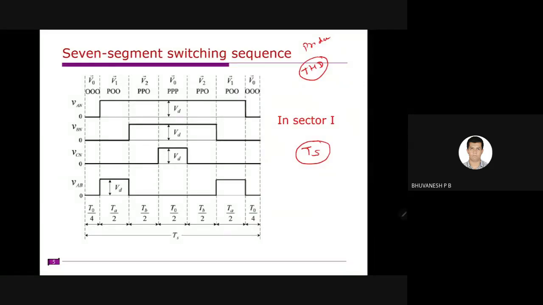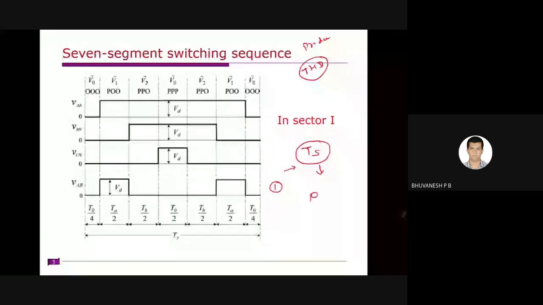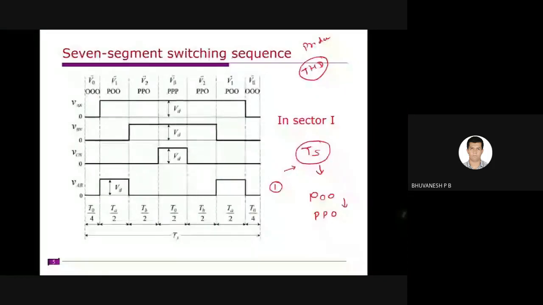So during this TS period, we need to obtain all the pole voltages or load phase voltages. Moreover, the switching losses must be reduced. So here we have developed two constraints. The first one is when it is changing from one switching state to another switching state within one sector. For example, when it is changing from P00 to PP0, there must be only one switching change, right?